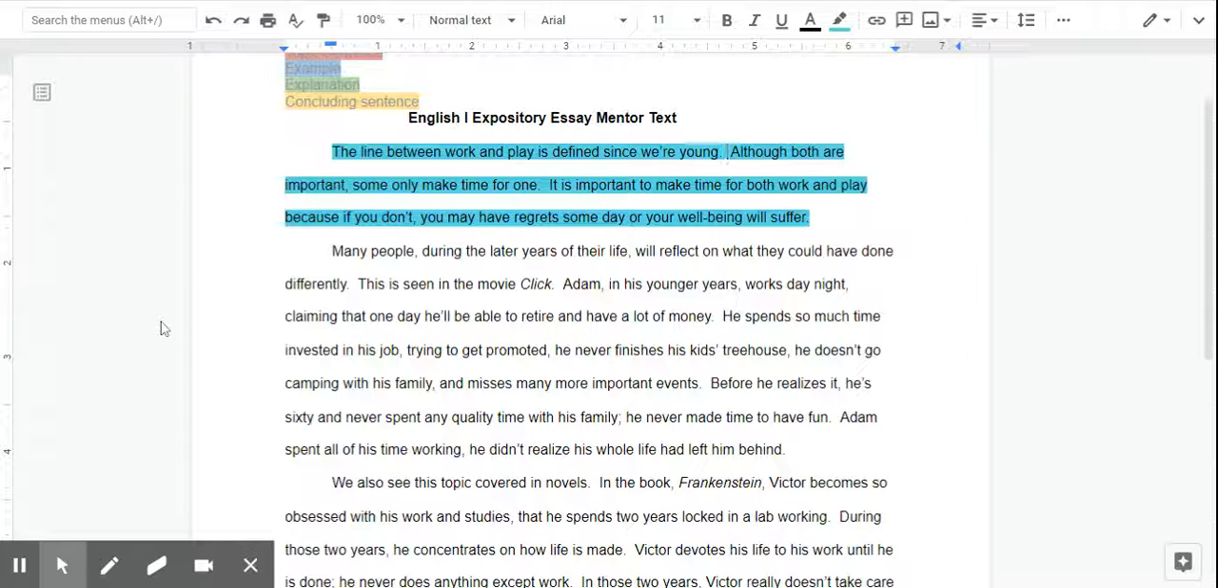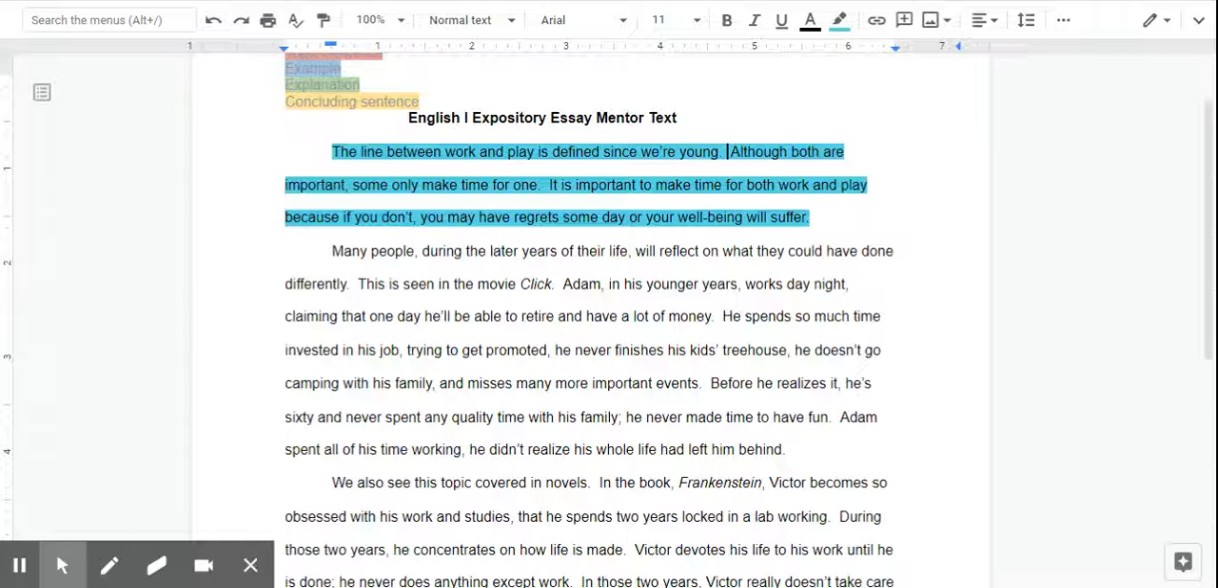Many people during the later years of their life will reflect on what they could have done differently. This is seen in the movie Click. Adam, in his younger years, works day, night, claiming that one day he'll be able to retire and have a lot of money. He spends so much time invested in his job trying to get promoted, he never finishes his kids' treehouse, he doesn't go camping with his family, and misses many more important events. Before he realizes it, he's 60 and never spent any quality time with his family. He never made time to have fun. Adam spent all of his time working. He didn't realize his whole life had left him behind.